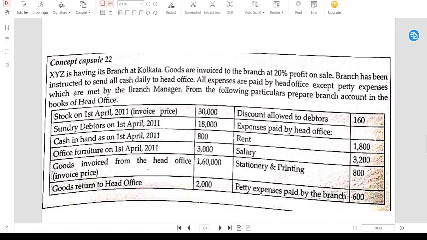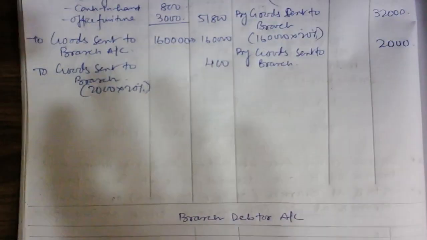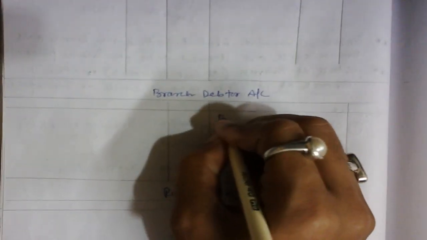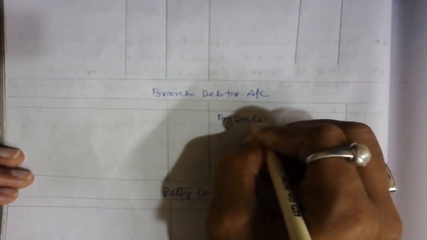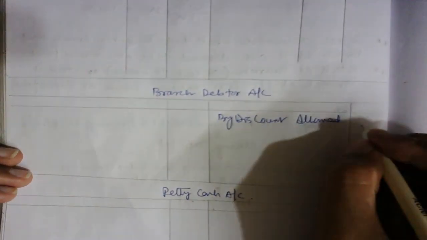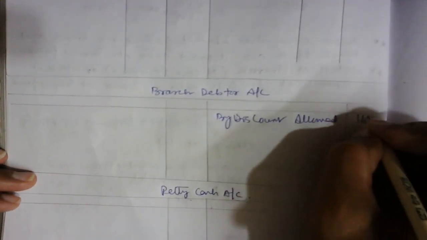After this, sir, we have discount allowed to debtor. So we already discussed that discount allowed bad debt is not going to plot in the branch, rather we are going to plot it in the branch debtor. So can I write by discount allowed, sir, how much, sir? 160.